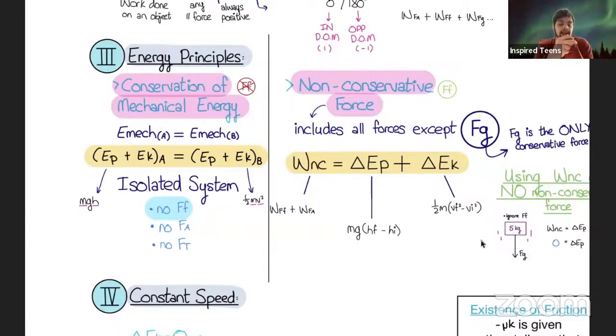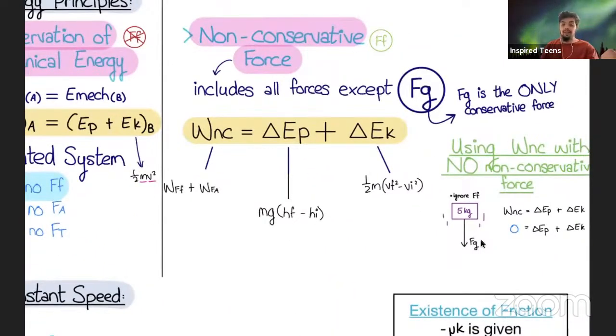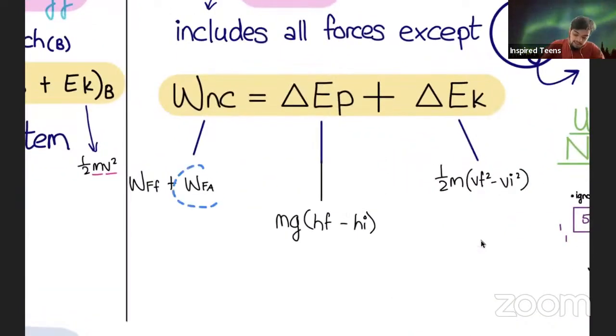So when the system in the question has no friction, firstly, before you think what formula am I going to use, it must have no friction, but it must also have no applied force and no tension, because you will see questions where there's no friction, but there is an applied force or a tension. In that case, you cannot use conservation of mechanical energy. In that case, you can use WNC, the non-conservative force formula.